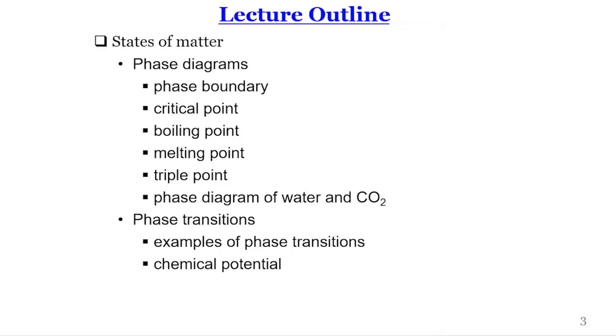So, in this lecture, we begin with states of matter. Under that, we look at phase diagrams, and under phase diagrams, we define phase boundary, critical point, boiling point, melting point, triple point. And then we examine the phase diagram of water and CO2. We'll move on to phase transitions. We'll look at examples of phase transitions, and then we end with chemical potential.